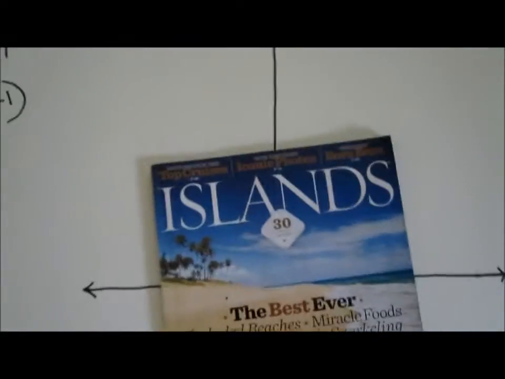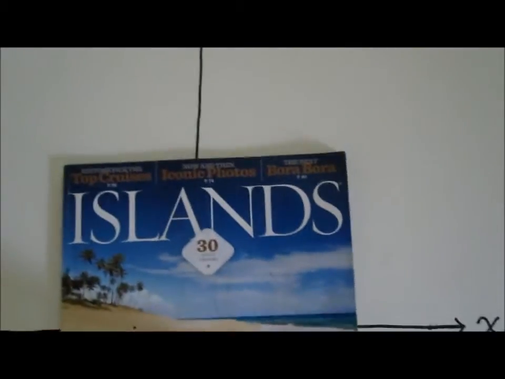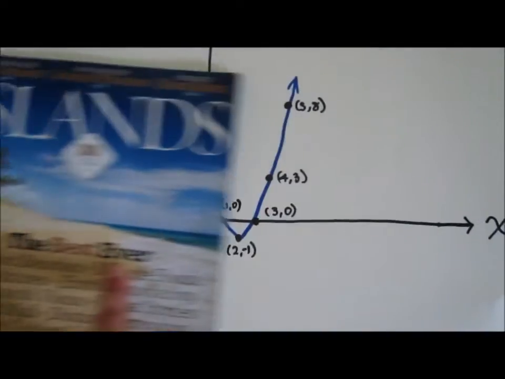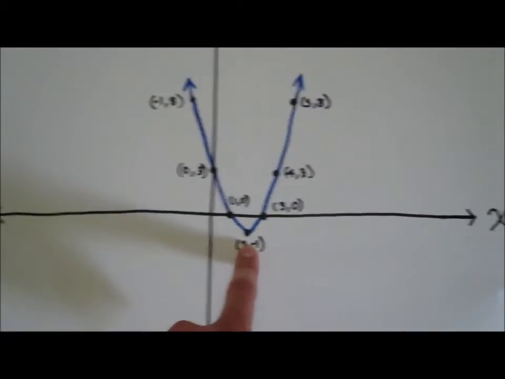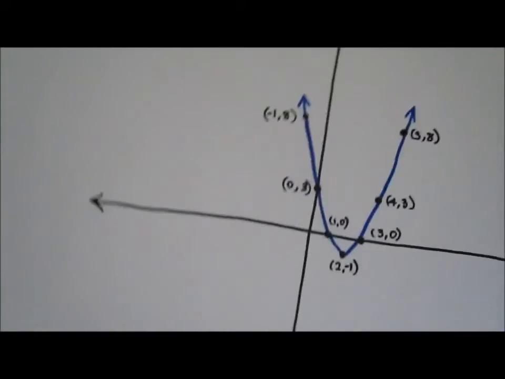So the vertex would be estimated right where? That's right, right about there somewhere. That's what we're going to guess. And oh, pretty close right there. That's our (2, -1), and then you see all the points we graphed before.